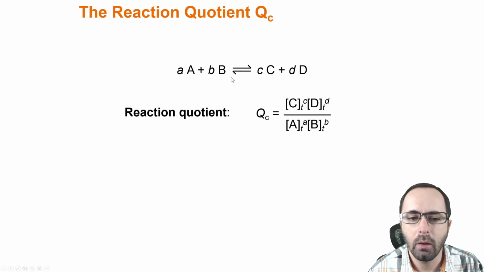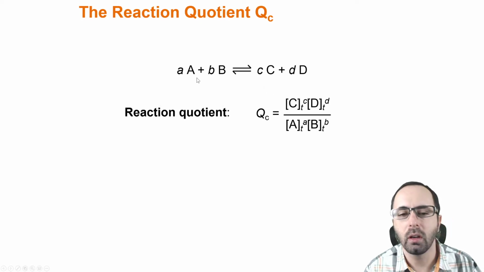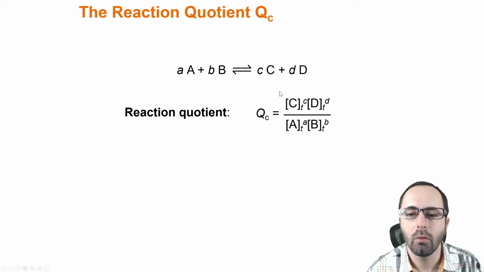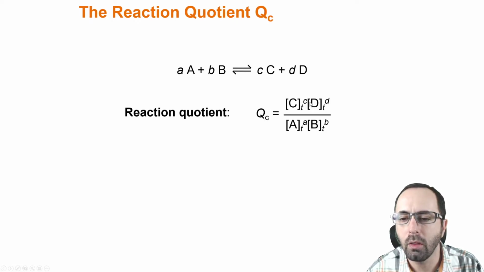So like before, we talk about a general reaction here where the reactants, we've called them A and B, and the products we call them C and D, and the little a, little b, little c, and little d represent the coefficients in the balanced equation. So the reaction quotient, you'll see, is calculated as the concentration of the products to their respective powers of their coefficients in the balanced equation, multiplied by one another, then divided by both of the reactants to their respective powers equal to the coefficient in the balanced equation, multiplied by one another on the bottom of the fraction.